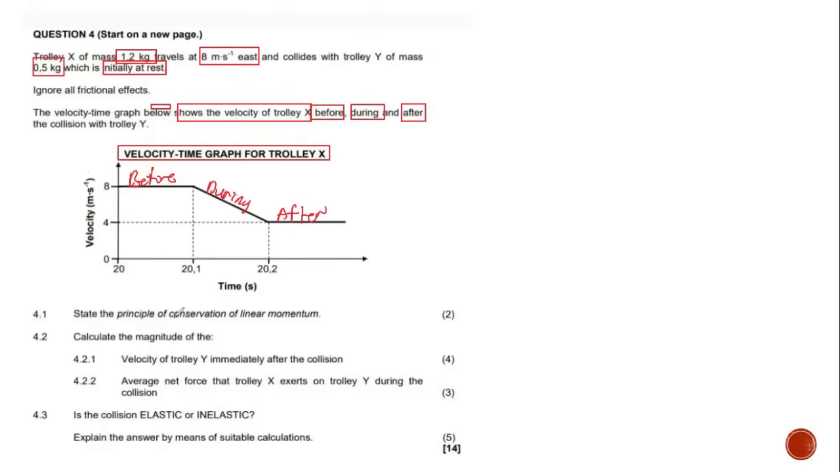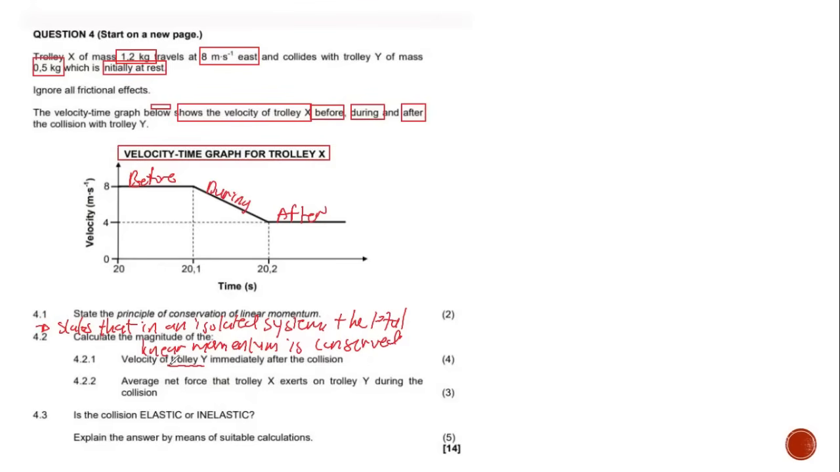Now, 4.1 says, state the principle of conservation of linear momentum. We already know the principle of conservation of linear momentum states that in an isolated system, the total linear momentum is conserved. Now, 4.2.1 says velocity of trolley Y immediately after the collision.